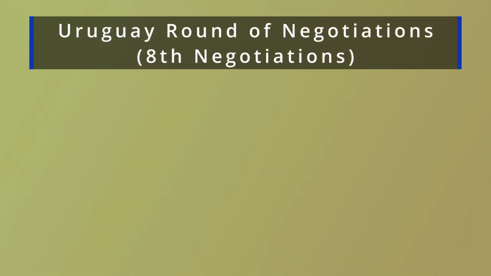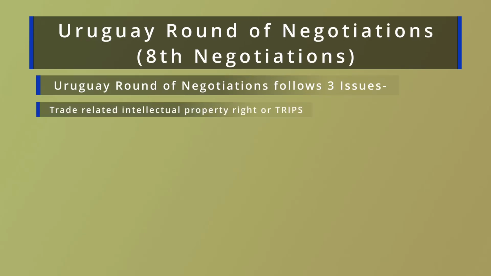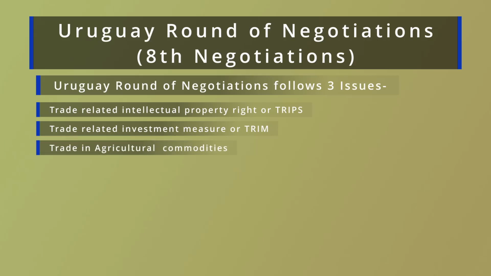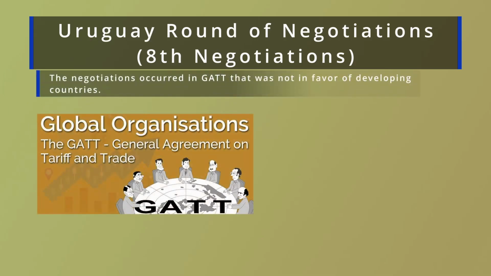And it actually followed 3 main issues. First is trade related intellectual property rights, or TRIPS. Second one is trade related investment measures, or TRIMS, and the third is trade in agricultural commodities. Actually, the negotiations that occurred in GATT were not in favor of developing countries.